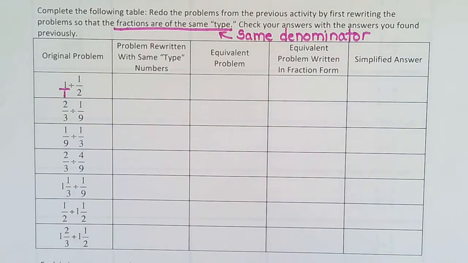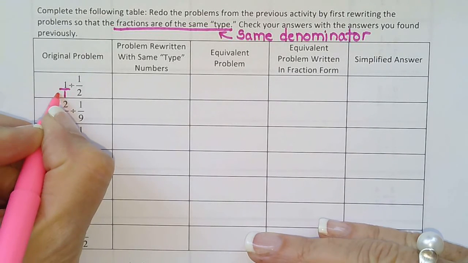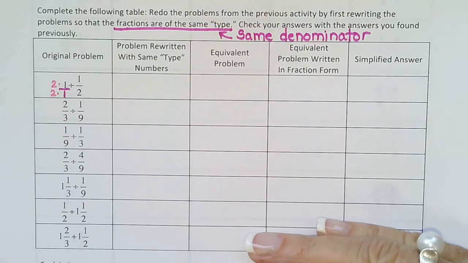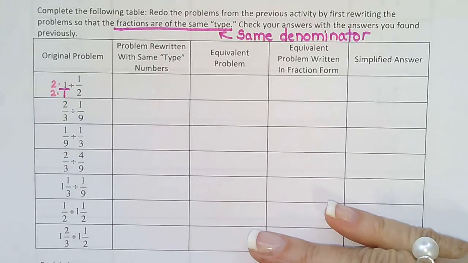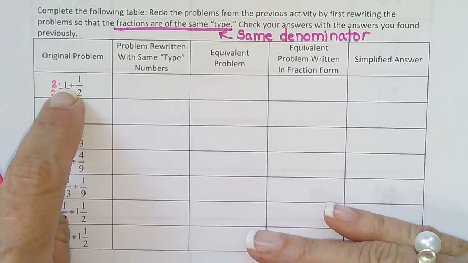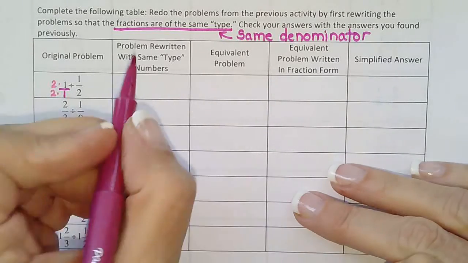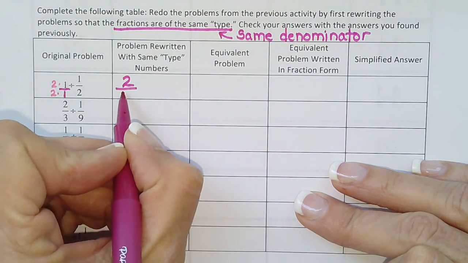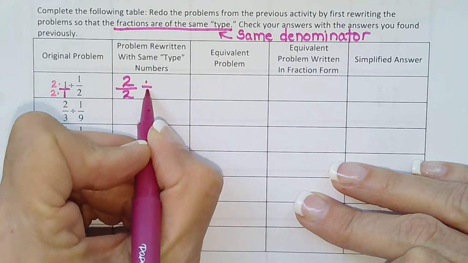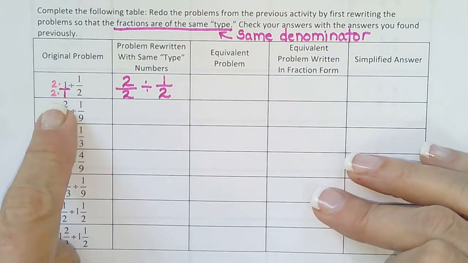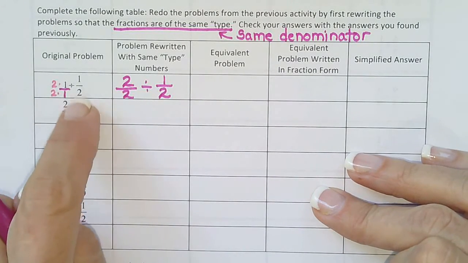So we look at the problem, and everybody agrees 1 is really 1 over 1, right? So to make a common denominator, do you all agree we would have to multiply both of these by 2, because the common denominator would be 2? Isn't 2 over 2 still 1? Yes, it is. So I could rewrite this problem as 2 over 2 divided by 1 over 2.